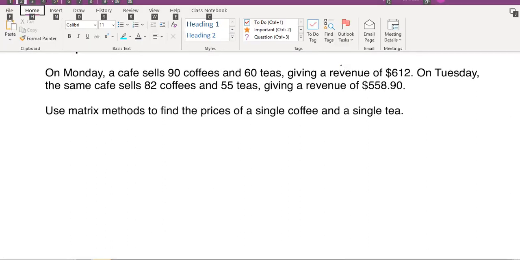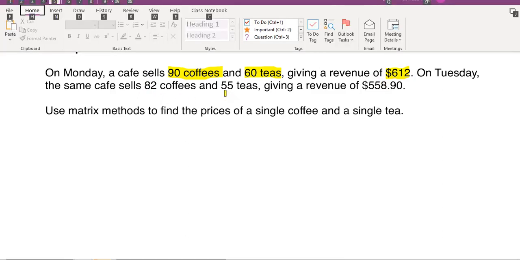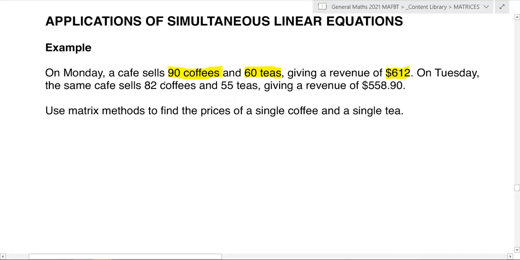I might use my highlighter for this every now and then. So let's read it. On Monday, a cafe sells 90 coffees and 60 teas, giving a revenue of $612. So right there, 90 coffees, 60 teas, and it equals $612. On Tuesday, the same cafe sells 82 coffees, 55 teas, giving a revenue of, this time, $558.90. So there's your other bit of information: 82 coffees, 55 teas, revenue of 558.9. Use matrix methods to find the prices of a single coffee and a single tea.